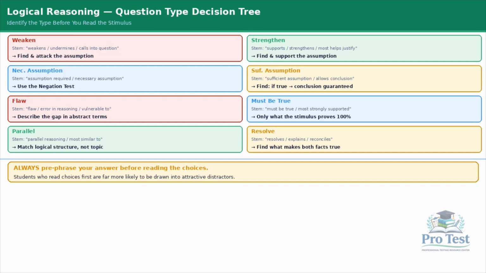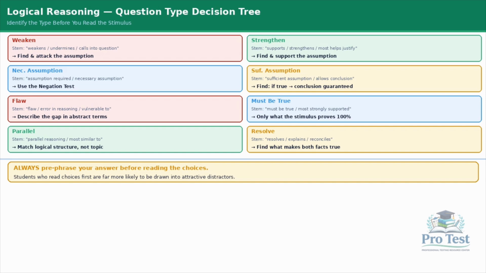Step 1. Identify the question type from the stem language. If you see weakens, undermines, or calls into question, it is a weaken question. If you see supports, strengthens, or most helps to justify, it is a strengthen question. If you see assumption required or necessary assumption, use the negation test. If you see sufficient assumption, find the answer that, if true, guarantees the conclusion.